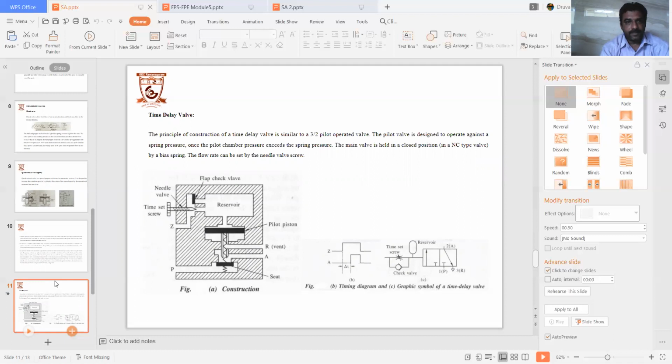So initially, with the help of this time set screw, which can be rotated in clockwise or anti-clockwise direction. So when it rotates in anti-clockwise direction, the needle moves, compressed air flows, and the piston moves upwards, allowing the compressed air, and the seat which is connected to the spring also moves.